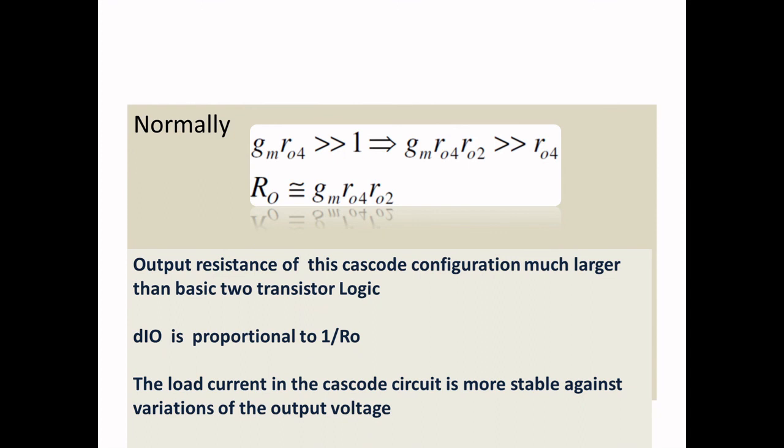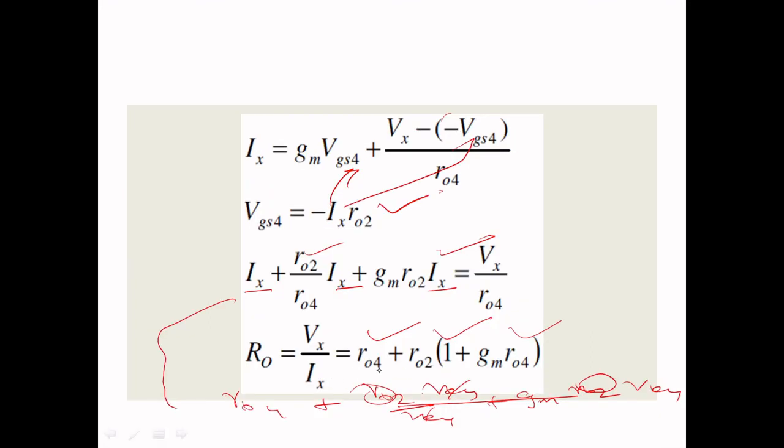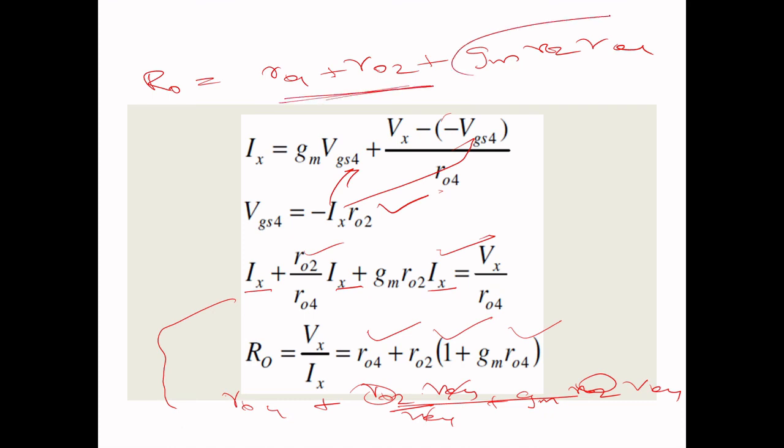Here I am bringing another assumption. So r0 equal to r04 plus r02 plus gm r02 r04. The gm r02 r04 term compared to the others will be larger, because you can see the product. With that assumption, the other terms will be removed from this equation, and approximately r0 equal to gm r02 into r04.